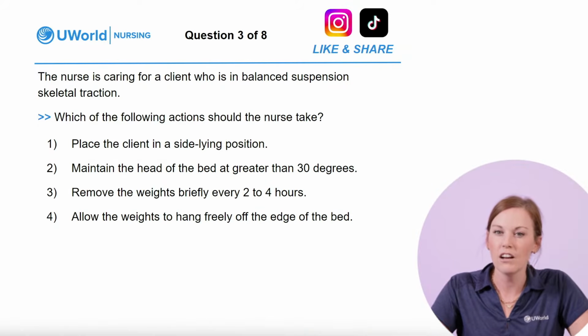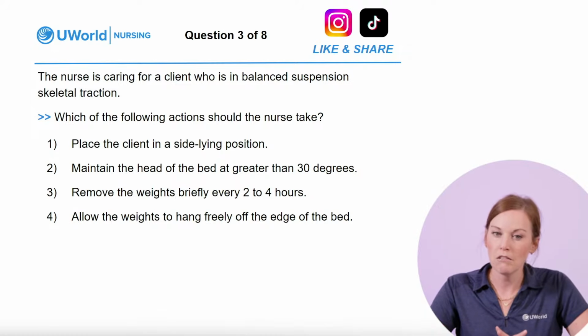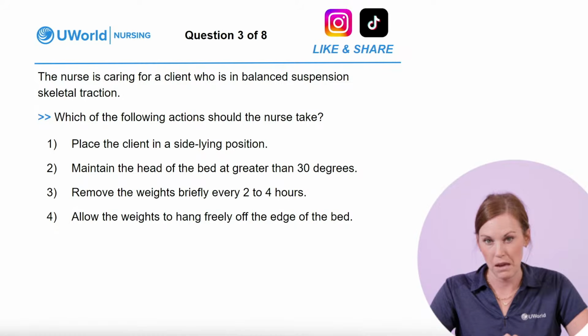The nurse is caring for a client who is in balanced suspension skeletal traction. Which of the following actions should the nurse take? Option 1, place the client in a side lying position. Option 2, maintain the head of the bed greater than 30 degrees. Option 3, remove the weights briefly every 2 to 4 hours. Option 4, allow the weights to hang freely off the edge of the bed.